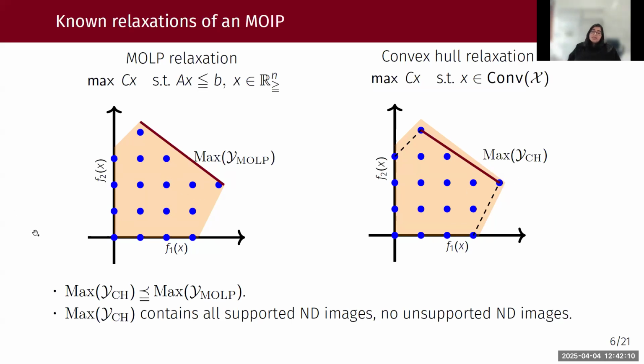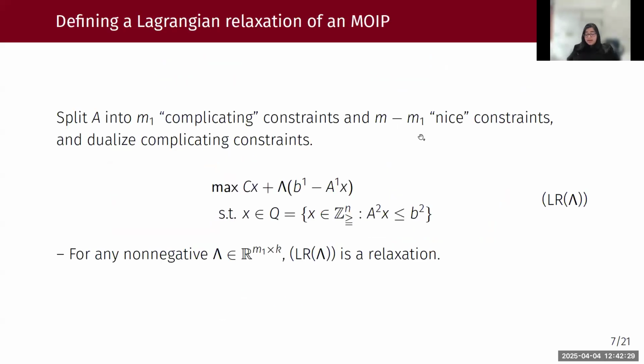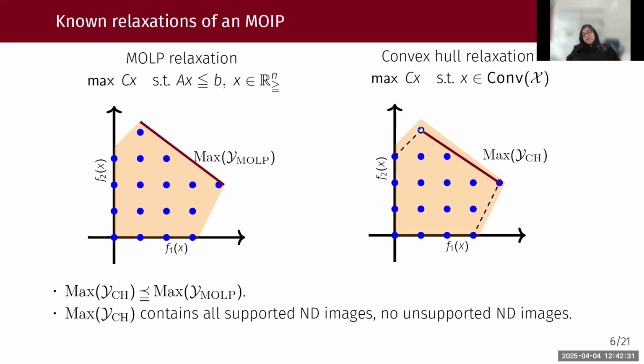The behavior of these objects is again as we would expect. The linear relaxation is going to be weaker than the convex hull relaxation, and the convex hull relaxation is going to be tight at all the supported non-dominated images. So if I remember from the illustration, these three dots are the ones I'm trying to recover. As you can see, the two supported solutions coincide with the non-dominated set of my convex hull, but the one unsupported solution is going to lie strictly inside that relaxation.